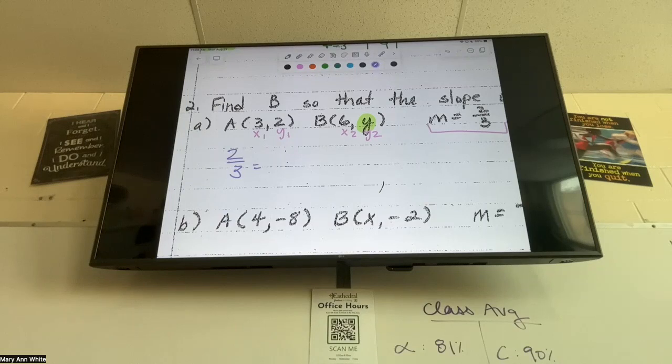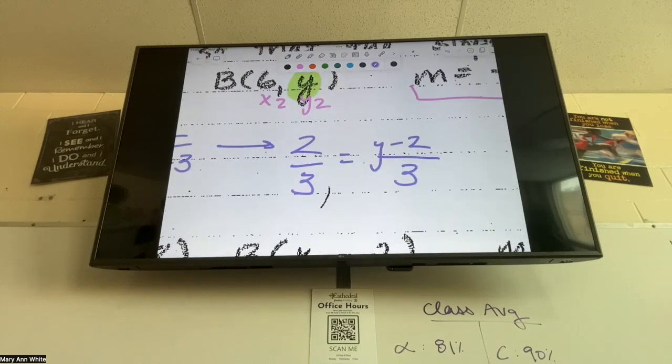Then I can do my y2 minus y1. So I'm going to go y minus 2 and then x2 minus x1, 6 minus 3. Okay. I'm going to then simplify from there. So I still have it equal to 2/3. Y minus 2 cannot simplify, but 6 minus 3 can. So 6 minus 3 becomes 3. My equation now says 2/3 equals y minus 2 over 3. We could simply just cross multiply, solve.